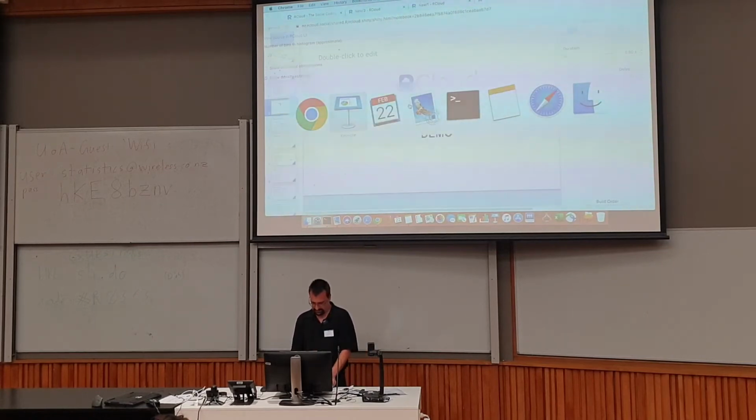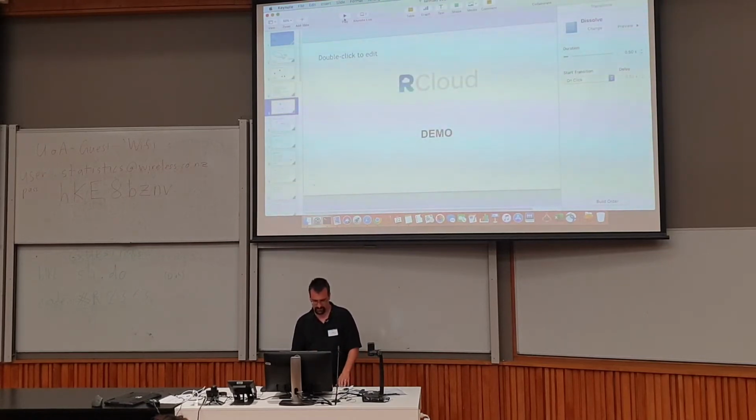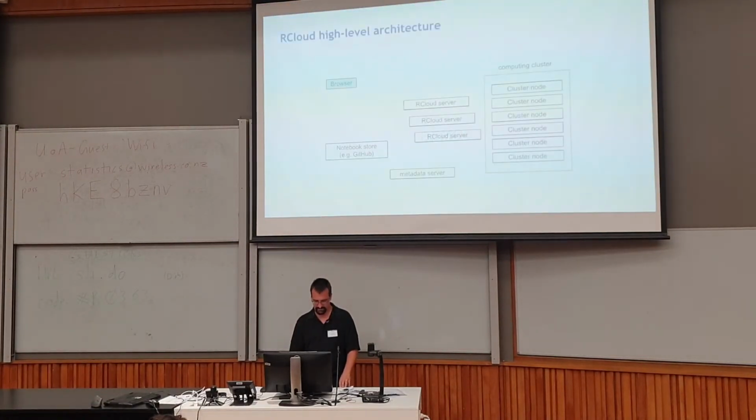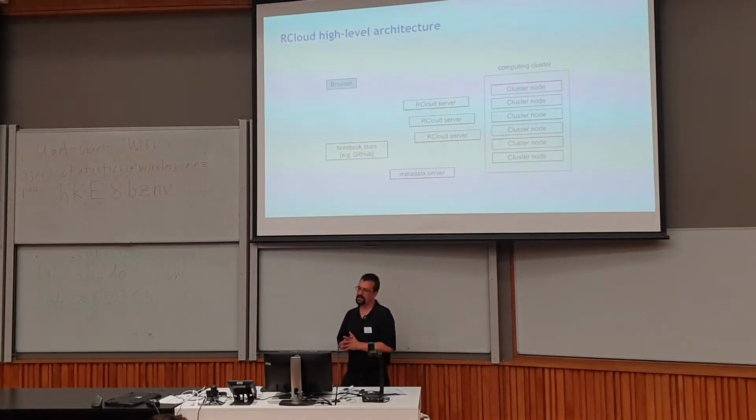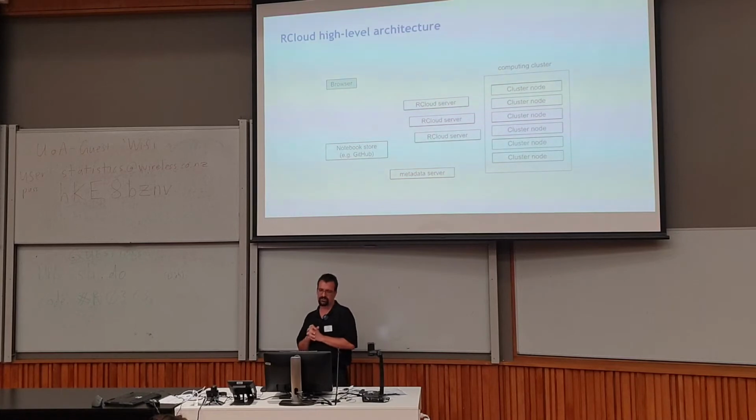So let's go back. How does this all actually work? What's the magic behind it? So really the way this works is the user has just a browser. The browser connects to an rCloud server, and you can have multiple of these. They can be load balanced, so you can keep scaling and so on.